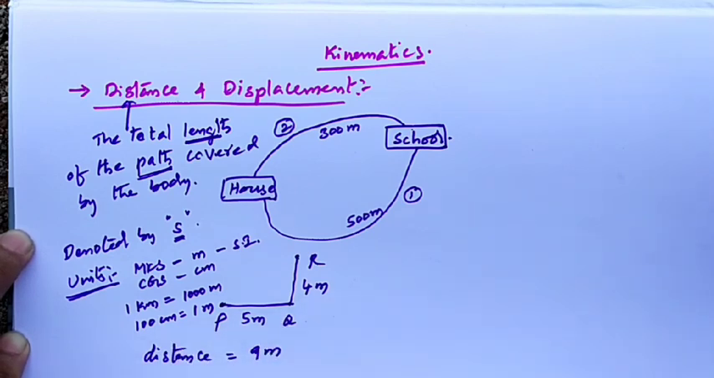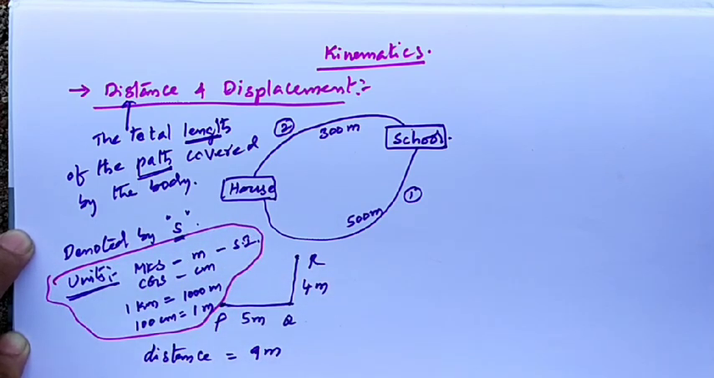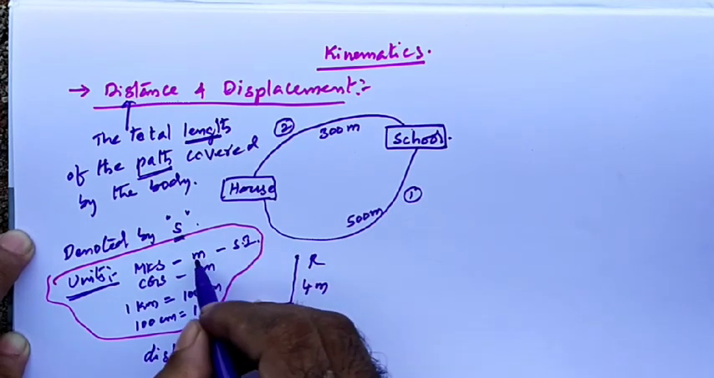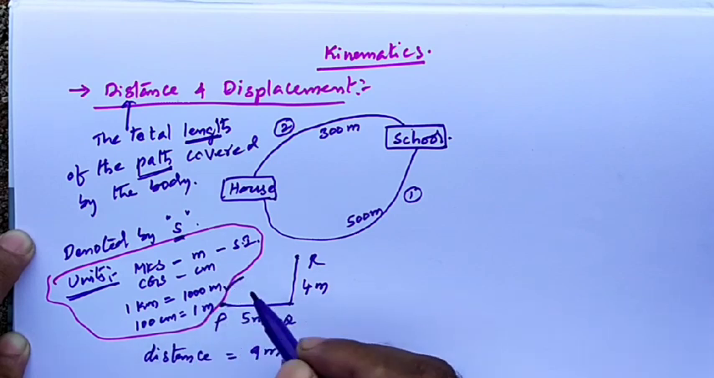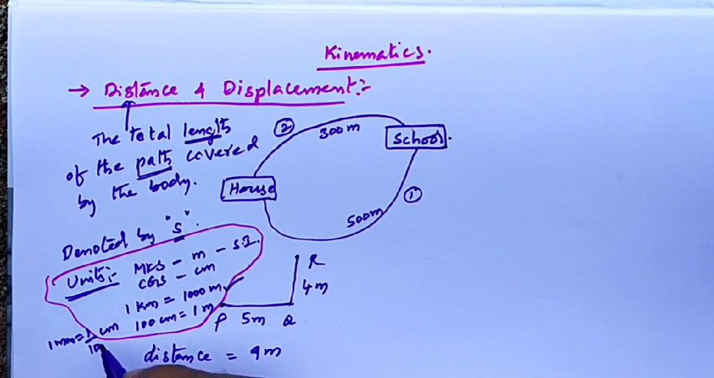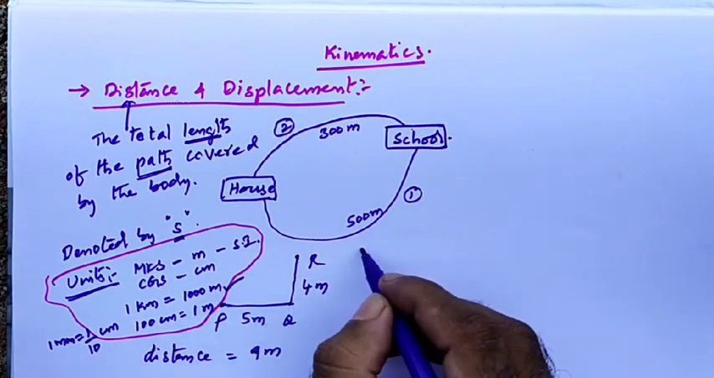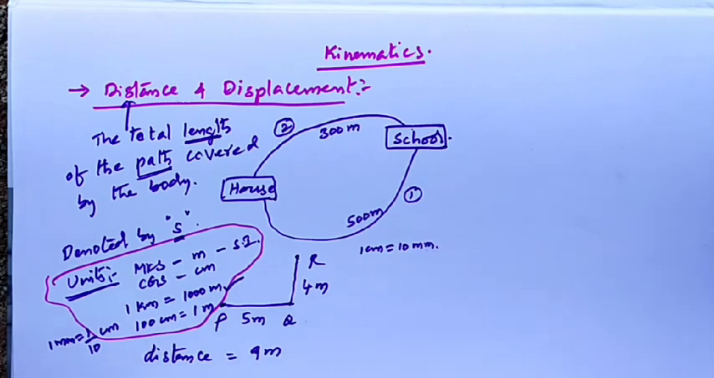So these are the units of distance. In MKS it is meter, or in SI also you can take that as meter. CGS is centimeter. 1 kilometer is 1000 meters. 1 meter is how many centimeters? 100 centimeters. Another thing is there, 1 millimeter is equal to 1 by 10 centimeter, or you can take this as 1 centimeter is equal to how many millimeters? 1 centimeter is equal to 10 millimeters. This is the smaller unit.